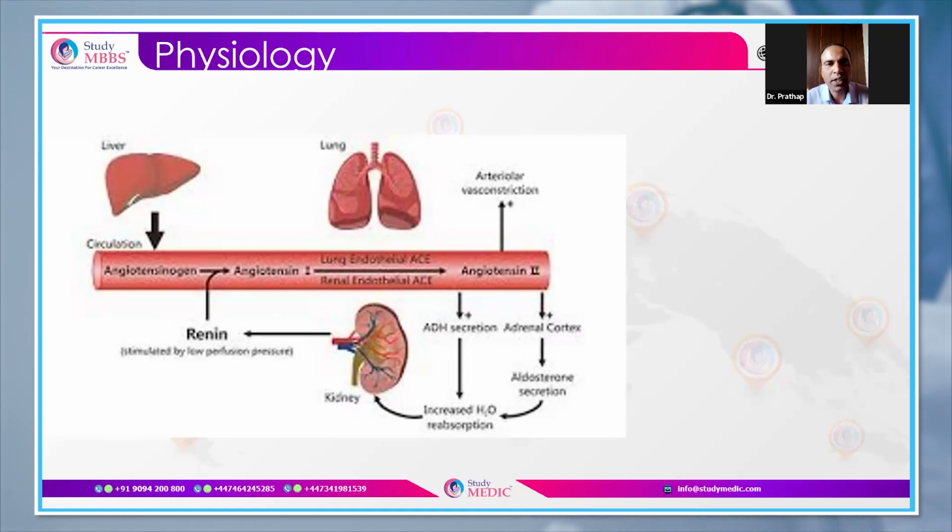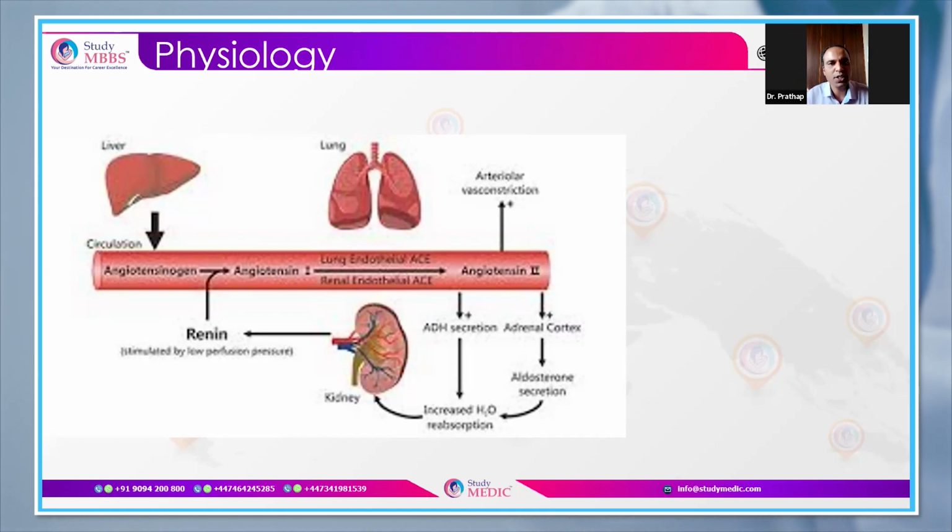So ultimately, activation of the renin angiotensin aldosterone system causes an increase in blood pressure. How? Angiotensin 2 causes potent vasoconstriction, increasing total peripheral resistance. The same angiotensin 2 acts on the adrenal cortex to release aldosterone, which acts on the DCT of the nephron, causing excessive reabsorption of salt and water.